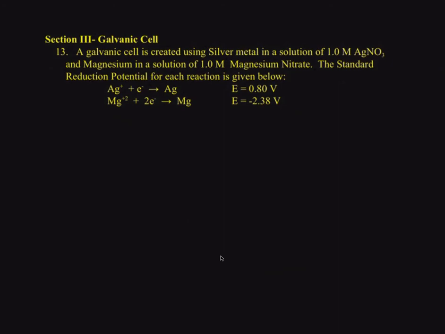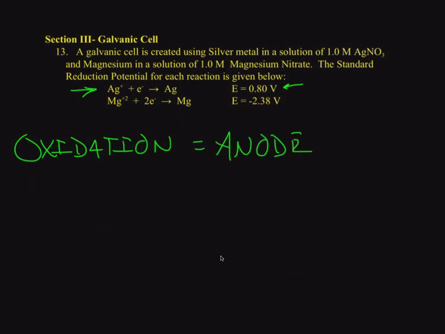So we're going to figure out which is the oxidation half and which is the reduction half. The silver has the higher electropotential, so it is going to be our cathode. The electrons are going to go to the silver and away from the magnesium, which means that the oxidation half of this cell, which is going to be the anode, is going to be our magnesium. And that half reaction is this reaction here, but in the reverse.